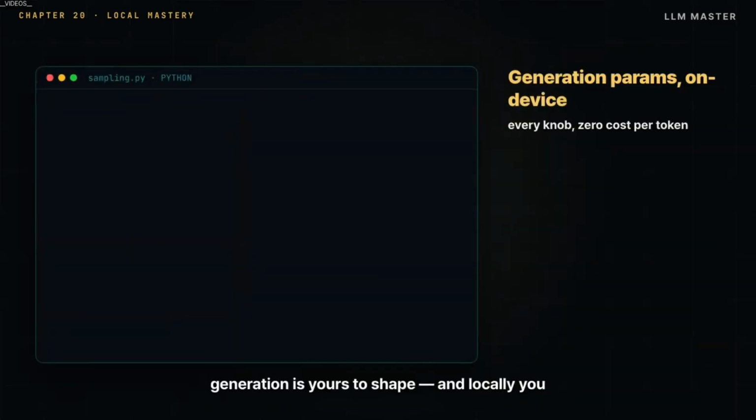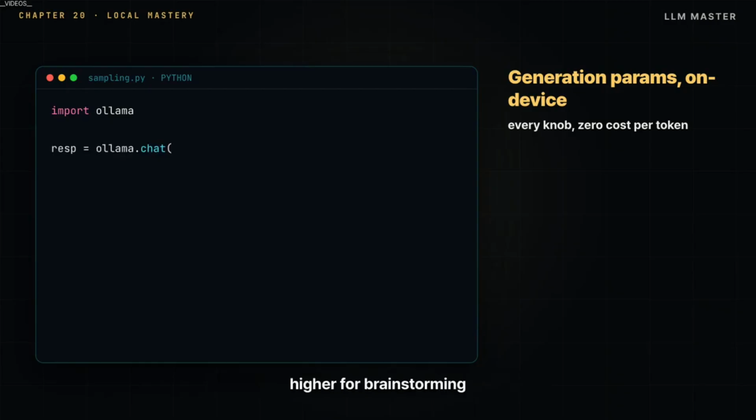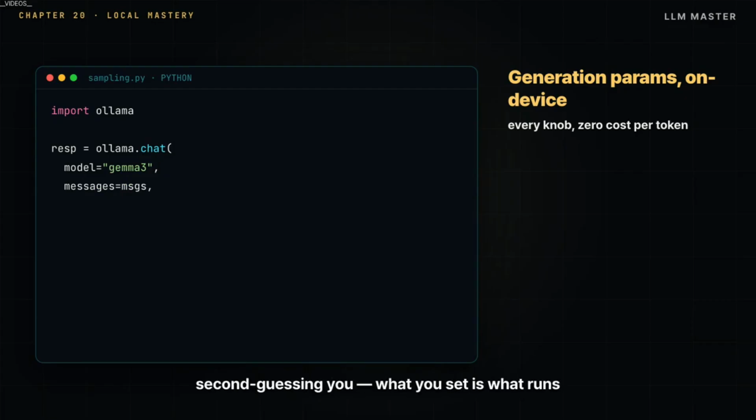Once it's running, generation is yours to shape, and locally you get every knob with zero cost per token, so experiment freely. Temperature controls how adventurous the sampling is. Low and near zero for extraction and code, higher for brainstorming. Top P trims the long tail of unlikely tokens, and num_predict caps the output length, so a runaway generation can't stall your app. There's no hidden server-side default second-guessing you. What you set is what runs.